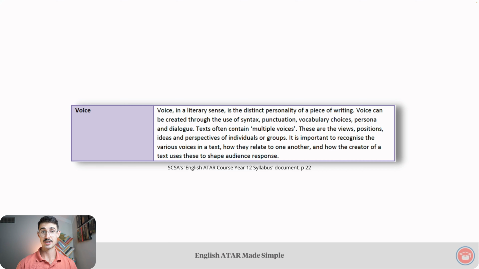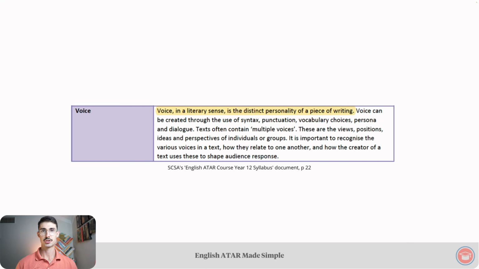It is important to recognize the various voices in a text, how they relate to one another, and how the creator of a text uses these to shape audience response. To be honest, this definition isn't really that helpful, and it's actually a bit misleading. It's a bit misleading because it says that voice is the distinct personality of a piece of writing. Voice is a concept that applies to visual and multimodal texts as well as written texts.